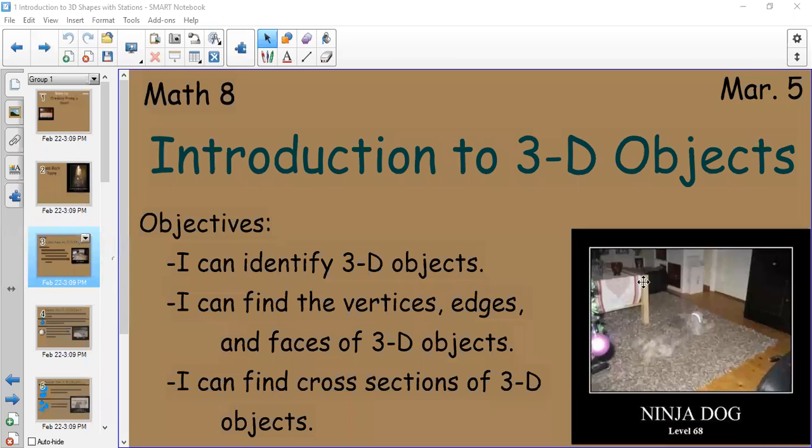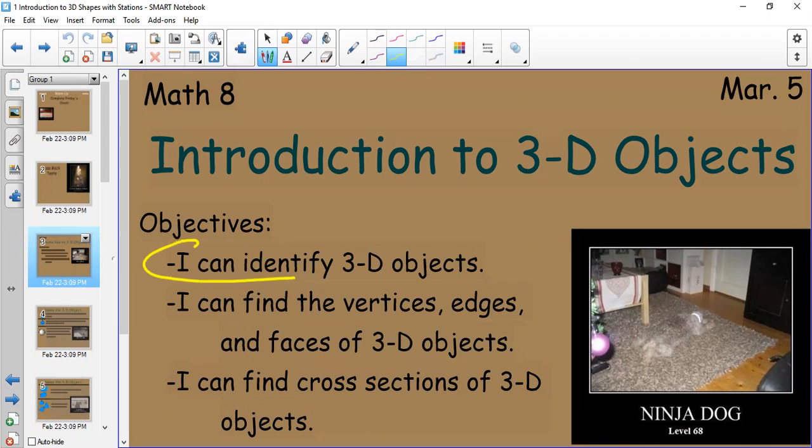Hello everyone, welcome to today's lesson. We are starting a brand new chapter on 3D objects. And so before we can start finding volume and surface area of 3D objects, we want to make sure you have the basics. So today's lesson is kind of all about the basics of 3D objects.